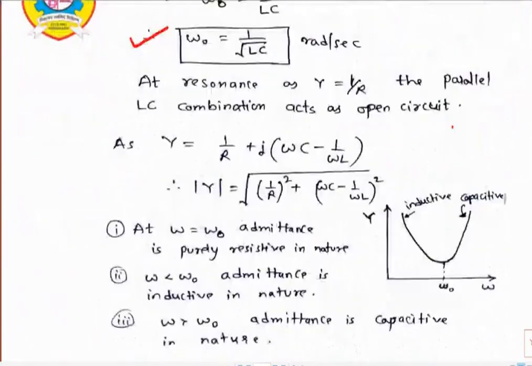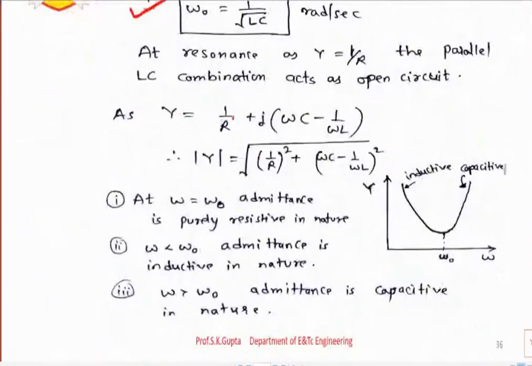Then the magnitude of Y. This is A plus JB. So the magnitude will be under root A square plus B square.